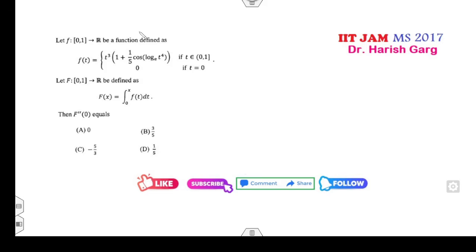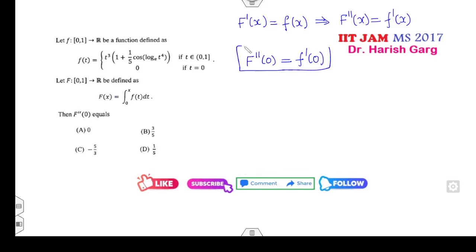Look at the next one. f is a function. Your target is to find f double dash. So firstly, we can find f dash. f dash कितना हो जाएगा इसका? And then what is f double dash? f double dash will be f dash of x. So your target is to find the value of f dash at the point 0.